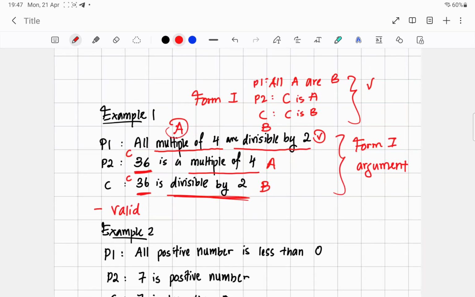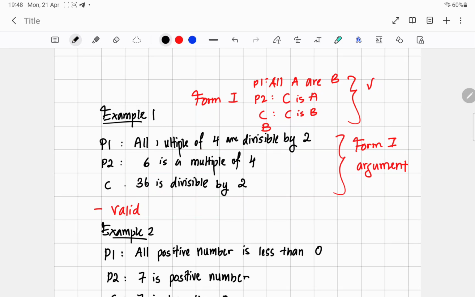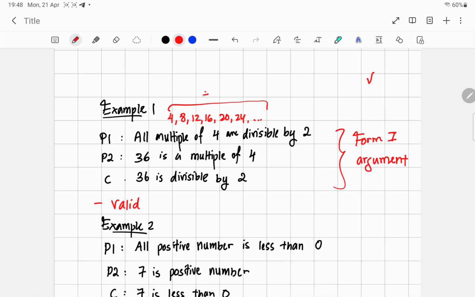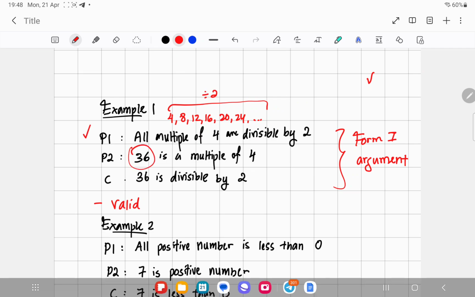So let's check one by one each of the statements. All multiples of 4 are divisible by 2. What are the multiples of 4? 4, 8, 12, 16, 20, 24 and it goes on. Is every number here divisible by 2, meaning it can be divided by 2? Yes, right. So this is correct.